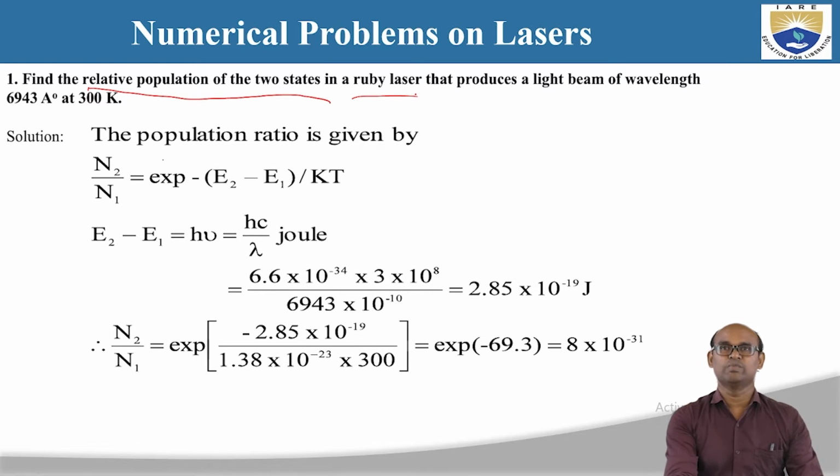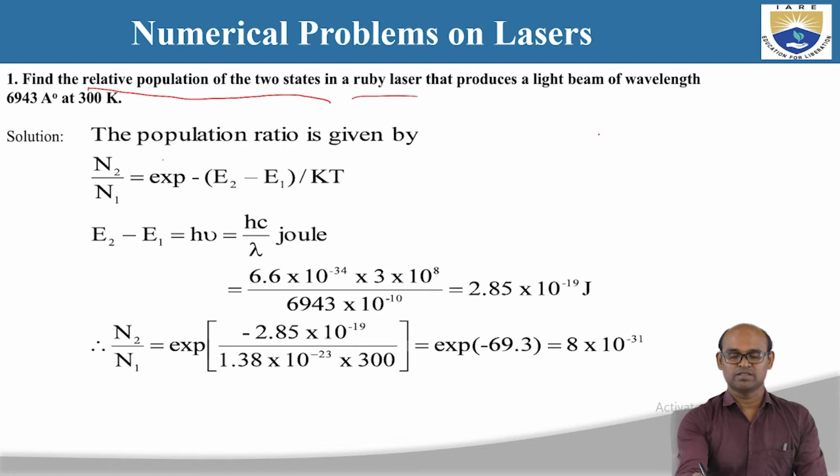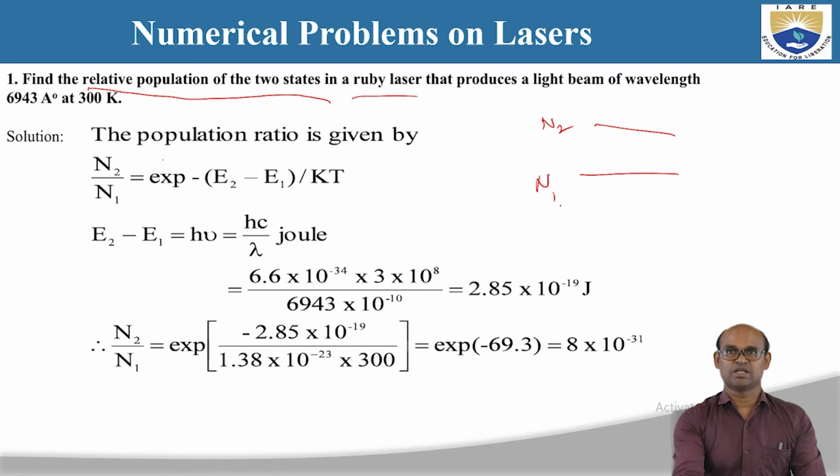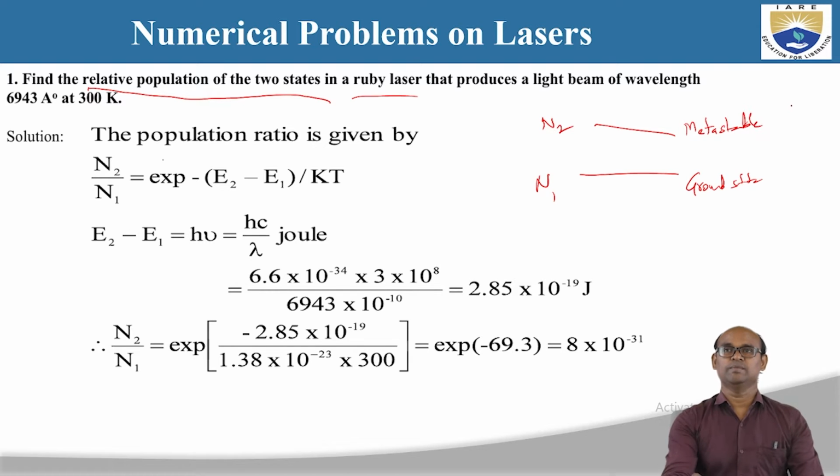They have given us a ruby laser, and in a ruby laser there are two states, N1 and N2. Let's say N1 is the lowest energy state, the ground state, and N2 is the excited or metastable state, because in the metastable state we need to achieve population inversion, right? So this is the metastable state.